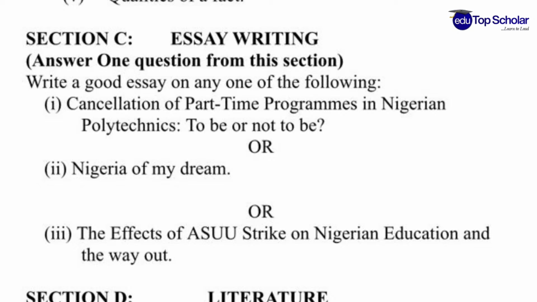Then number 2, Nigeria of my dream. Nigeria of my dream is a descriptive essay. Now, what description do you want to give us about the type of Nigeria you are dreaming of? So that is descriptive essay.